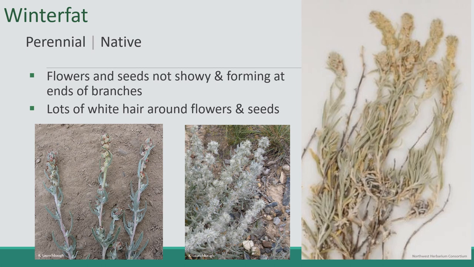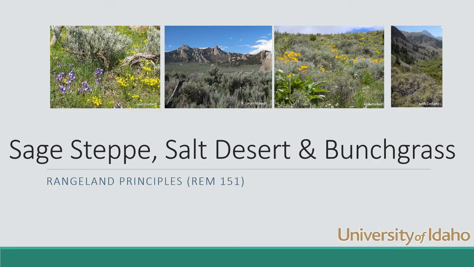So it's perennial native, important winter forage. Those stems are really nutritious. It keeps its nutrition well into the winter, so it does make animals fat in the winter. So those are just a few plants that you might see in the sage-steppe grasslands. You might see some of the salt desert shrublands, and some of these you would see in the intermountain bunchgrass type.